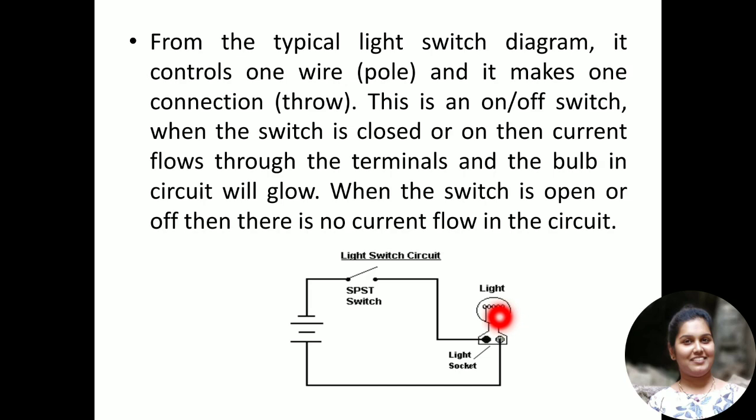When the switch is closed, or when the current flows through the terminals, the bulb in the circuit will glow. Okay, when the switch is open or off, there is no current flowing in the circuit and the light will be off and it will not glow. So this is a basic example for single pole, single throw. So there will be only one wire connection and one circuit will be connected at all times.